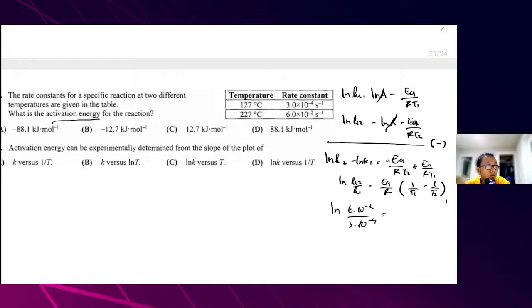This one gives 5.3. Okay, and then EA over R. You know, R is 8.314. And then this one is 400, and 500.